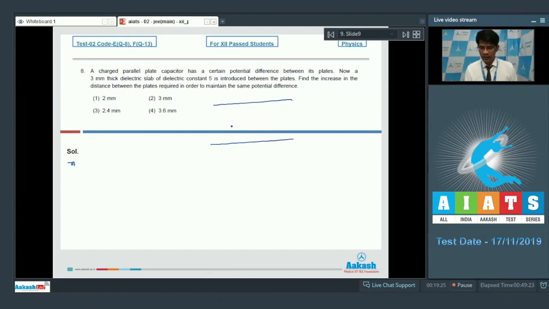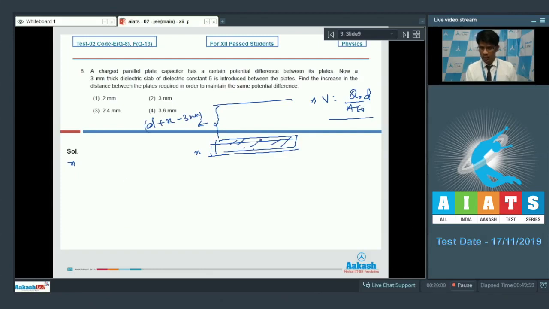Initially, if this is the capacitor having the charge Q, its potential difference was V. I would say V is equal to Q0 divided by A epsilon naught over D. This will be the potential difference. And if the plates are shifted by distance x now, and additionally a dielectric slab of 3 mm thickness is introduced, so this distance without a dielectric will now become D plus x minus 3 mm.